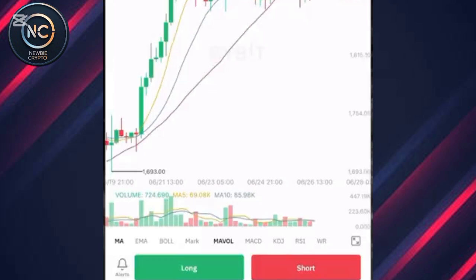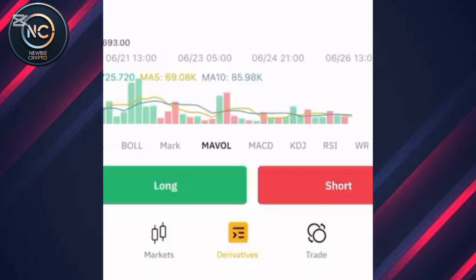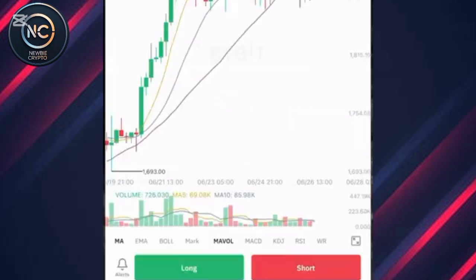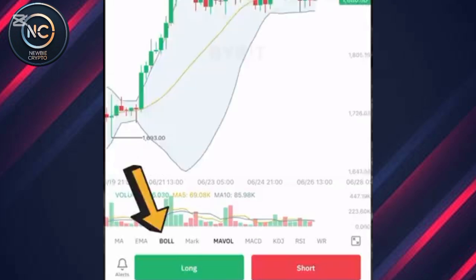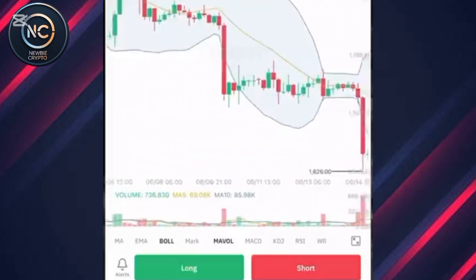Then you can come to the bottom side of the screen where you have the different indicators. You can see you have MA, EMA, BOLL, and so on. So let's, for example, say I don't want this MA, I want BOLL. I will just tap on MA to remove it, and then I tap on BOLL. BOLL stands for Bollinger Band. So you can see the Bollinger Band right here.